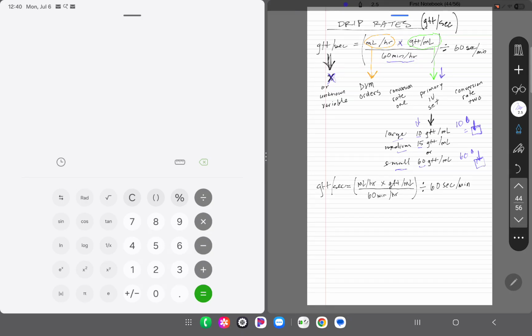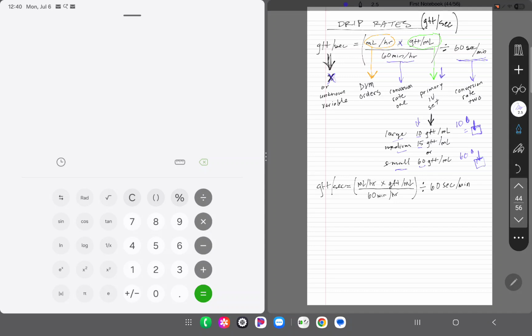So 60 minutes per hour, that's conversion rate number 1. And 60 seconds per minute, that's conversion rate number 2. So what does that mean? That means you memorize your conversion rates. Those are set in stone. Those never change. So what pieces do you really need to pay attention to?